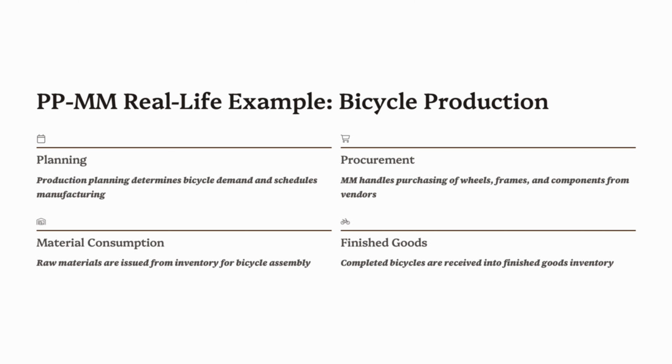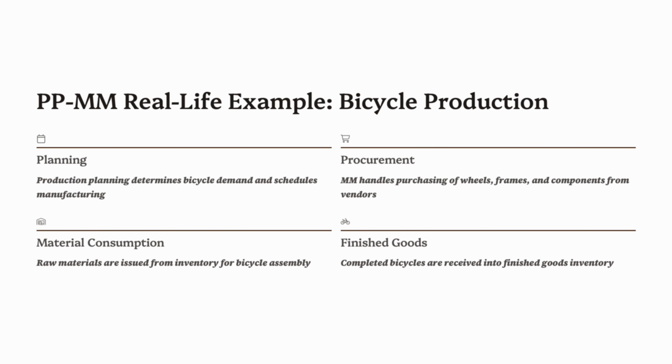Procurement. MRP automatically generates purchase requisitions for steel and tires. The procurement team converts them into purchase orders and sends them to suppliers. Material consumption. Once the materials arrive, MM records the goods receipt, updating stock levels.